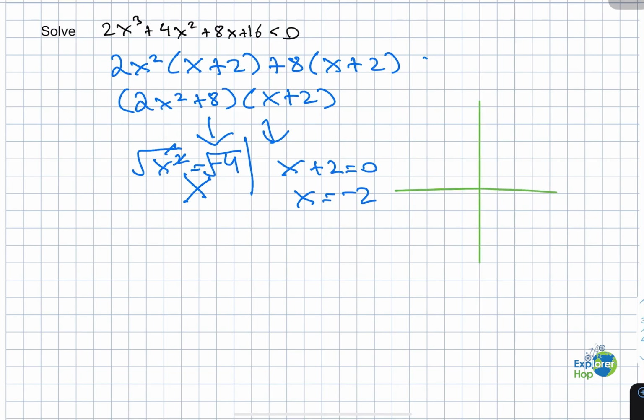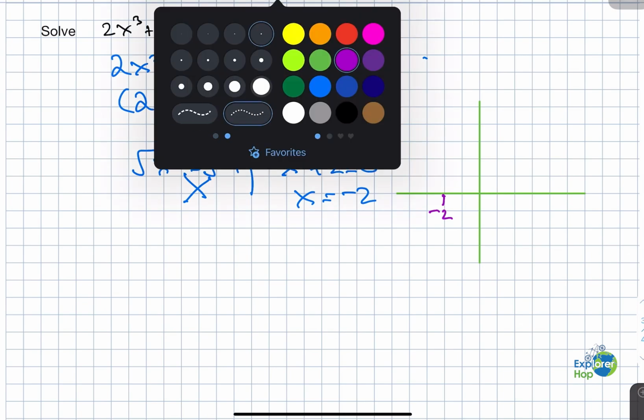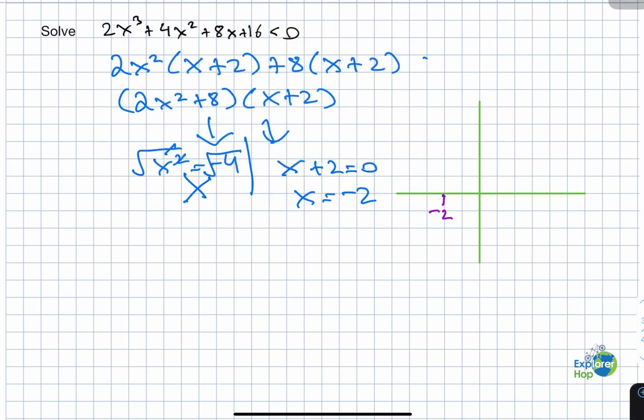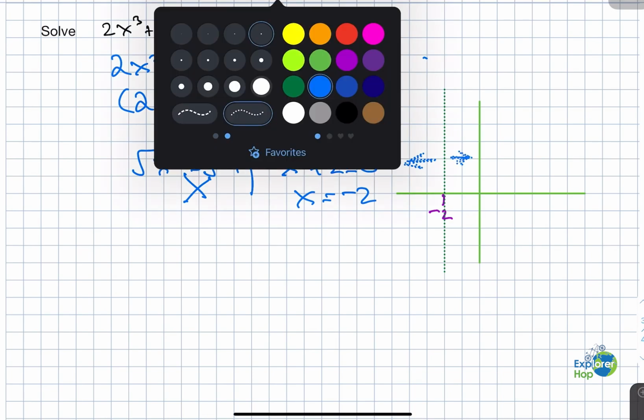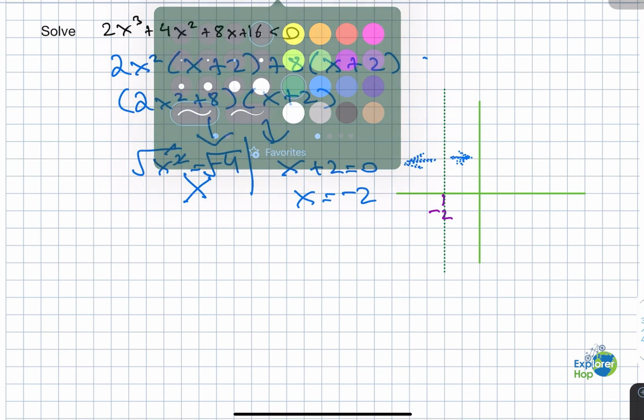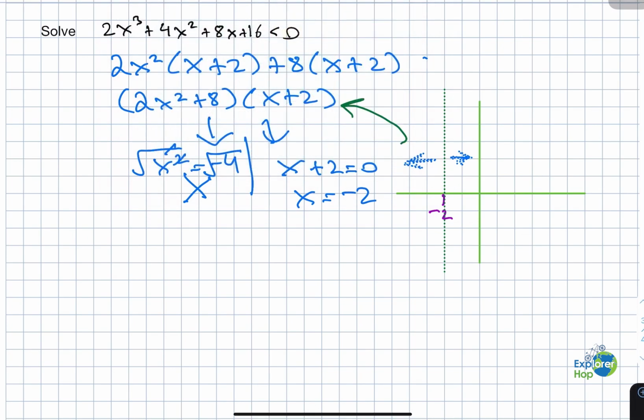Right here, let's say that x = -2 is here. Now I have to figure out the sign on each side. Now I will take a value less than -2 and a value greater than -2, plug them into my equation right here, and see if I get numbers greater than or less than 0.